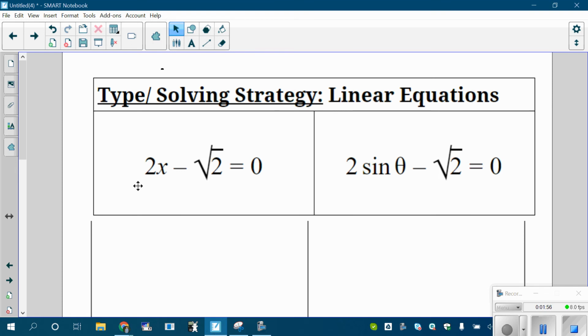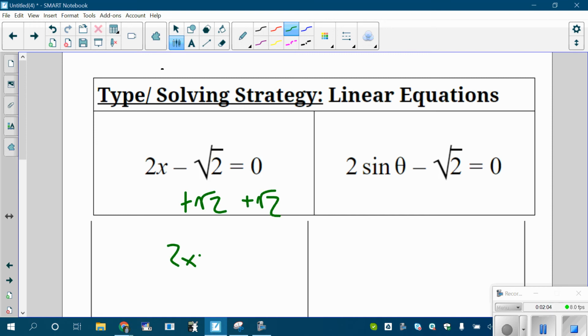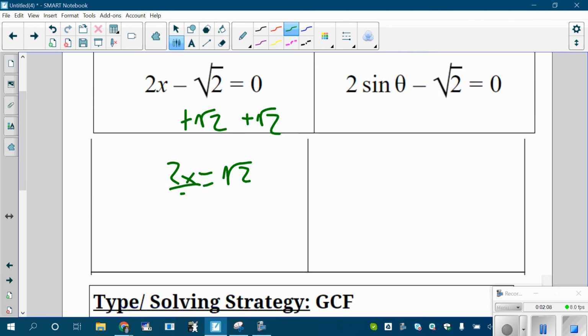Okay, so here's an algebraic equation. Linear equation. You guys know how to solve this. Get the x by itself. Add square root of 2 to both sides. 2x equals square root of 2. How do you get the x by itself? You divide both sides by 2. So x equals square root of 2 over 2.